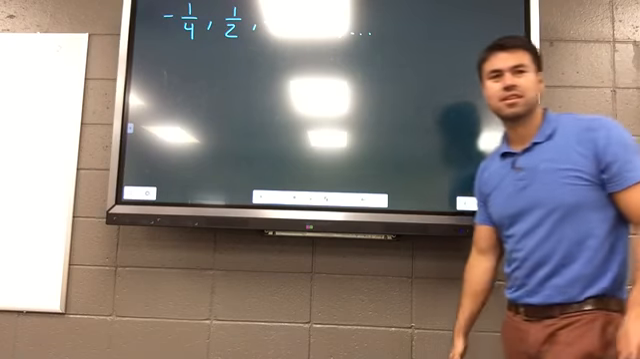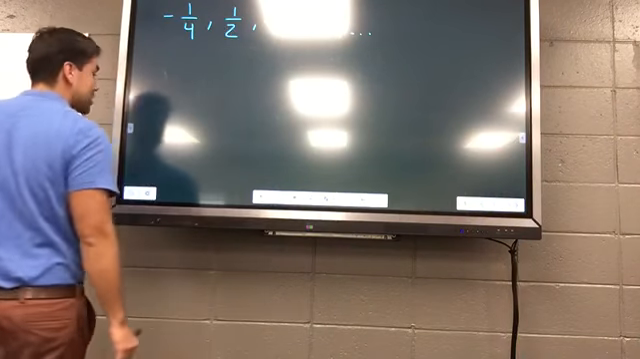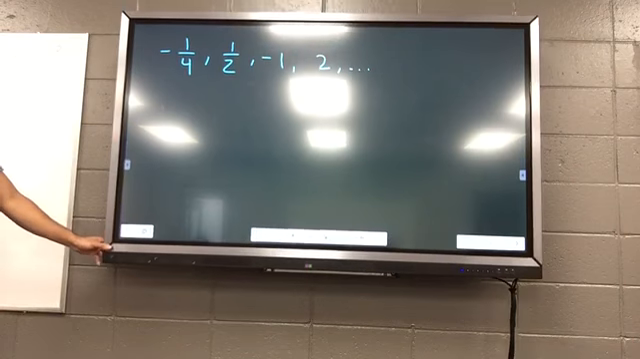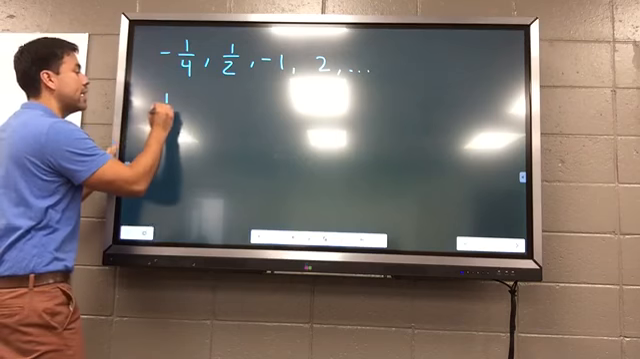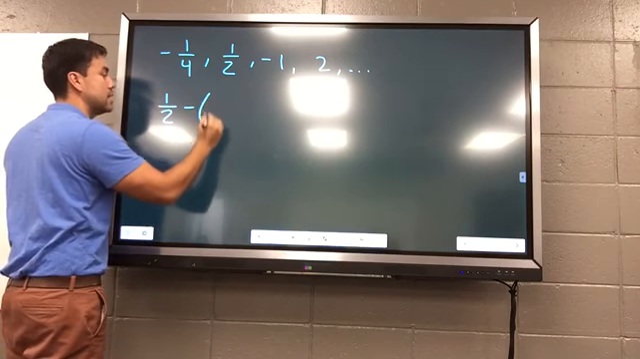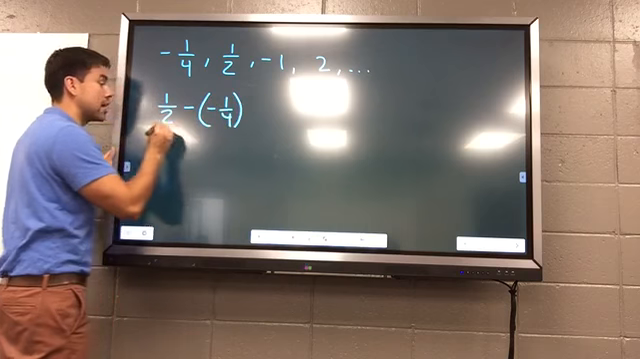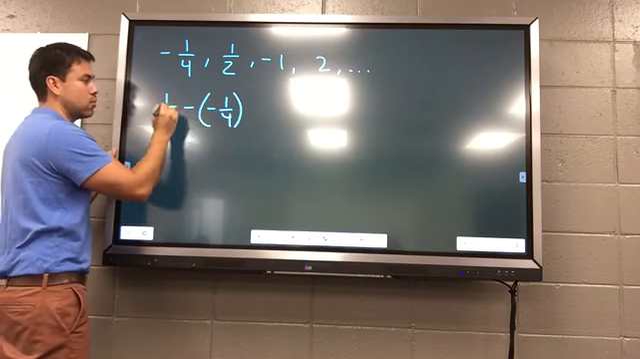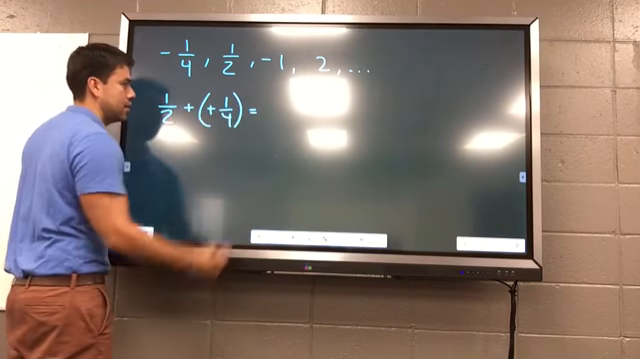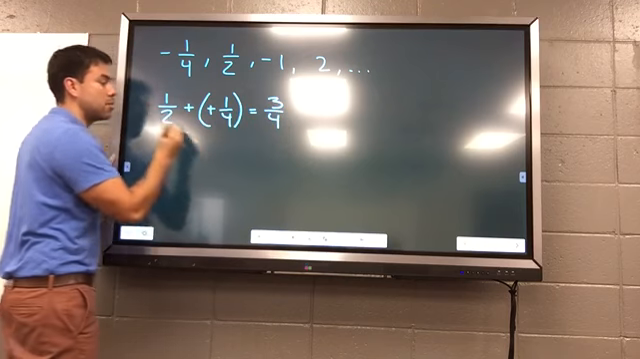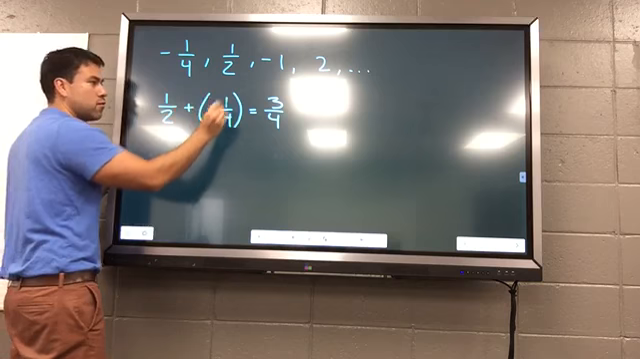Here's the next sequence. Okay, this is what I'm going to do. I need to determine whether it's arithmetic or geometric. How do I find out if it's arithmetic? I subtract. Okay, so I'm going to do 1/2 minus -1/4. Remember, it's subtraction, so I got to show that, which is really 1/2 plus 1/4. Does anyone know what that gives me? 3/4. Yes, 3/4, because the common denominator was 4. 2/4 plus 1/4 is 3/4.